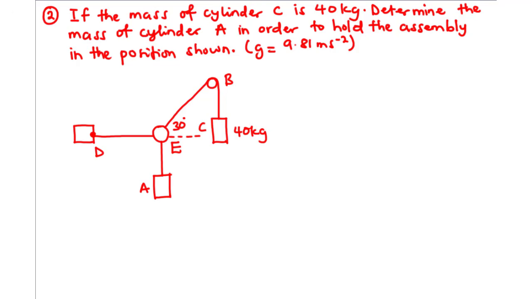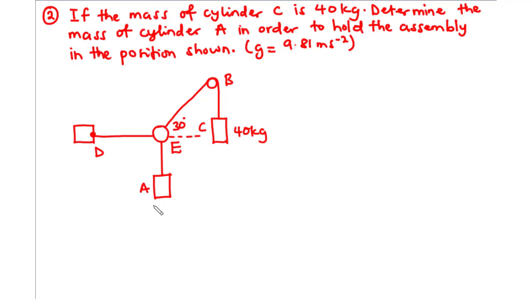So to example 2. If the mass of cylinder C is 40 kilograms, determine the mass of cylinder A in order to hold up the assembly in the position shown, given that acceleration due to gravity is equal to 9.81 meters per second squared. Now for this diagram, we have three cables. We have the cable DE, EA, and then the cable that extends from E through B to C.